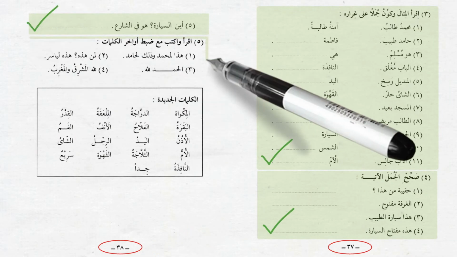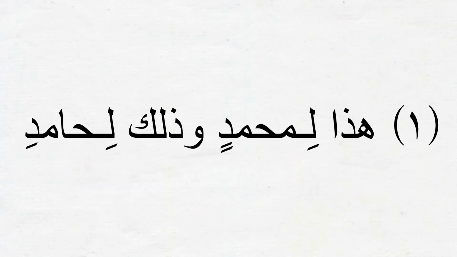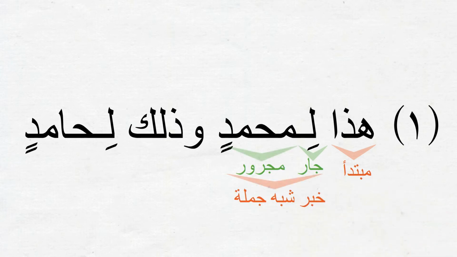Let's move on to the next exercise. We are going to read the given sentences with proper vowel endings. Number 1. هذا لمحمد وذلك لحامد. This belongs to Muhammad and that belongs to Hamid. These are two ISMIYYAH sentences. هذا is the مبتدا and the jar majroor لمحمد is the شبه جملة type خبر of the first sentence.